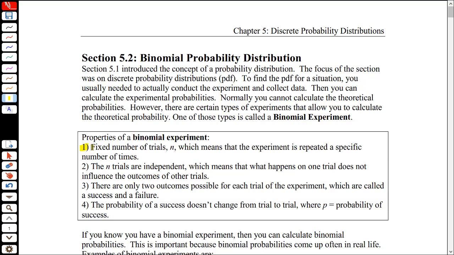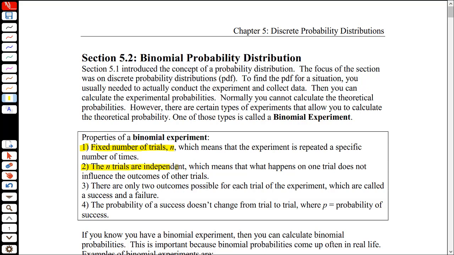Number one, there needs to be a fixed number of trials. That means that before I start the experiment, I know how many repetitions of whatever random event I'm going to be doing. For example, if I say I'm going to flip a coin 10 times and count how many heads there are, then that's a fixed number of trials. If I say I'm going to flip a coin until I see heads show up 5 times, then I don't know ahead of time how many times I'm going to be flipping, so that's not a fixed number of trials.